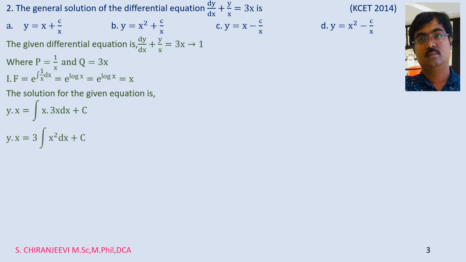Y into x equal to, taking 3 outside, x into x will become x square, dx plus c. Y into x equal to 3 integral of x square, which is x cube by 3, plus c. So 3 cancels. It will be y into x equal to x cube plus c. Now dividing by x, it will be y equal to x square plus c by x. So the option is B.